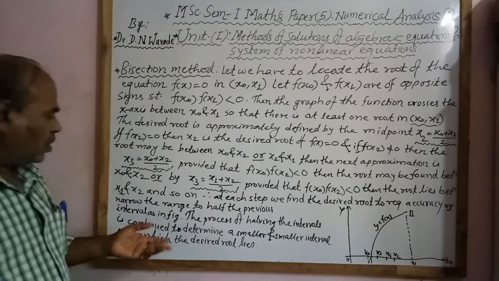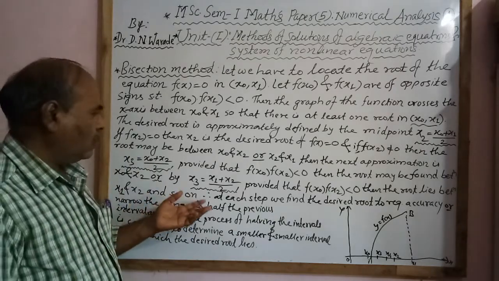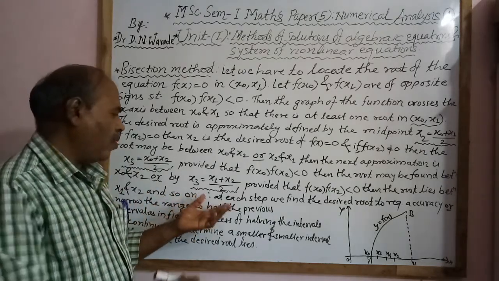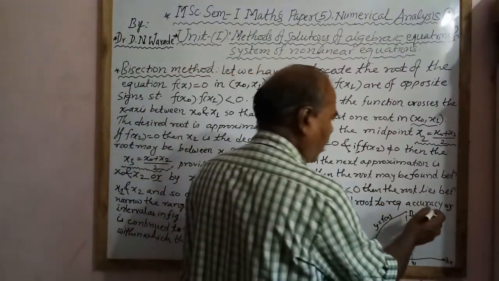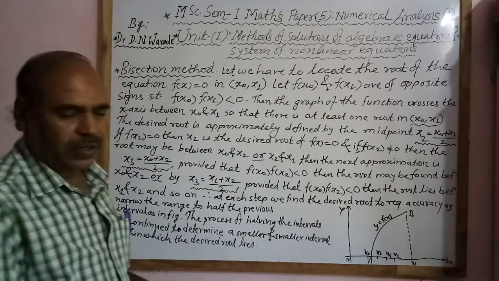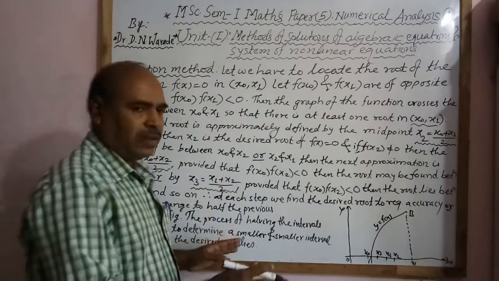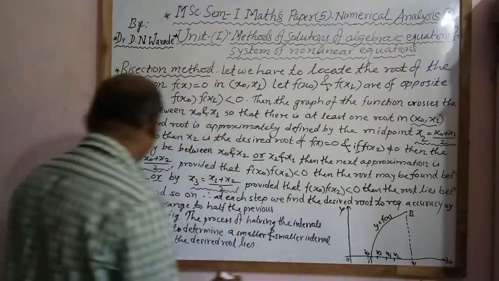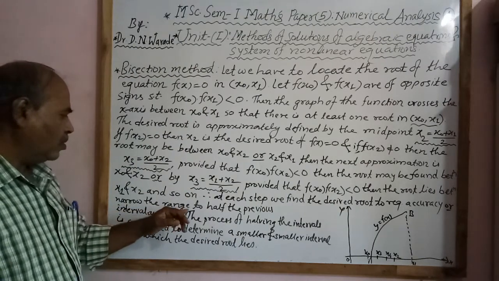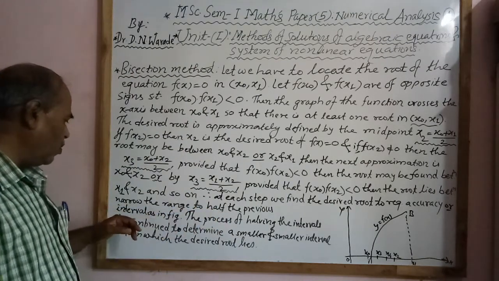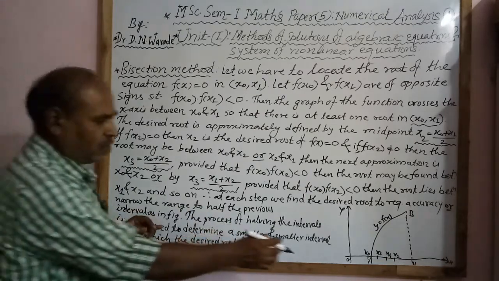This procedure continues and so on. Therefore, at each step we find the desired root to the required accuracy. We continue the process until we get the desired accuracy, or narrow the range to half of the previous interval, as in the figure.